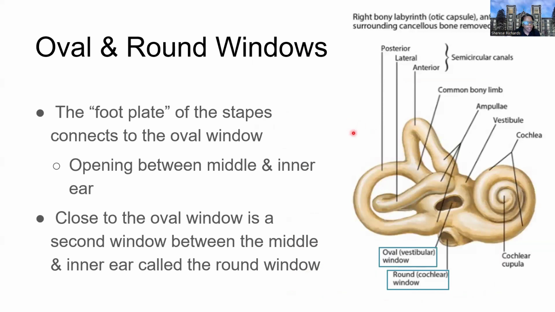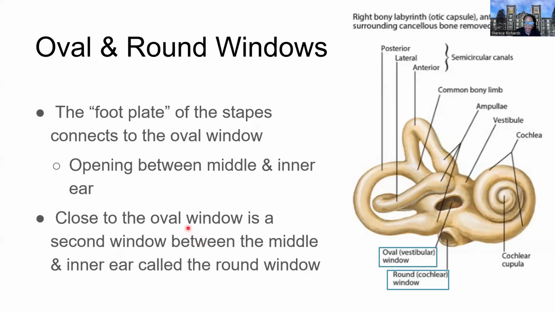Let's talk about the oval and round window. This is where the bones connect from the middle ear towards the inner ear. So this is one of the inner ear structures called the bony labyrinth, right? Or the inner ear labyrinth. And so the round window and the oval window, this is how we can get that sound transferred from the middle ear towards the inner ear. We can add that meaning as it's transferred onto the relevant cranial nerves.